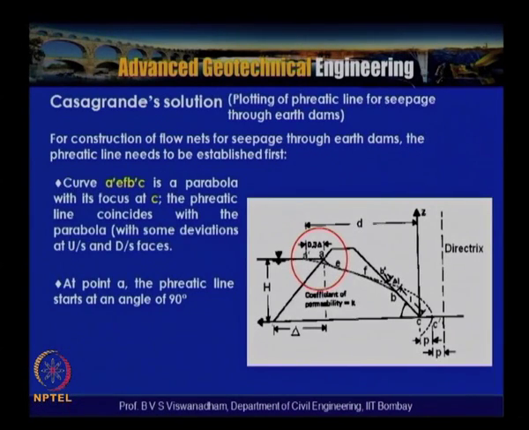Continuing with the Casagrande solution, for the plotting of the phreatic line for seepage through an earthen dam, for construction of flow nets, the phreatic line needs to be established first. So the curve A dash E B dash C is a parabola with its focus at C. The phreatic line coincides with the parabola with some deviation at the upstream and downstream faces, and this is the directrix. At point A the phreatic line starts at an angle of 90 degrees.